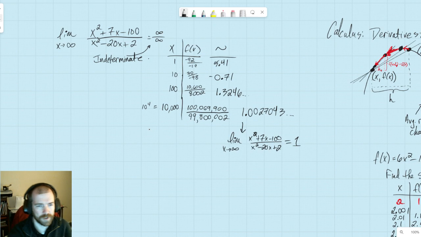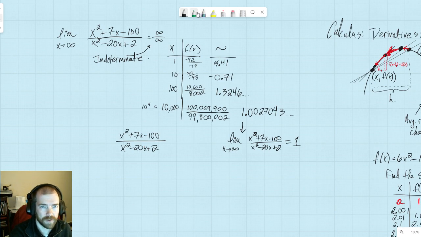Alternatively, you could say, okay, I want x squared plus 7x minus 100 divided by x squared minus 20x plus 2, and I could take all these terms and multiply them by 1 over x squared. And then take the limit as x goes to positive infinity.